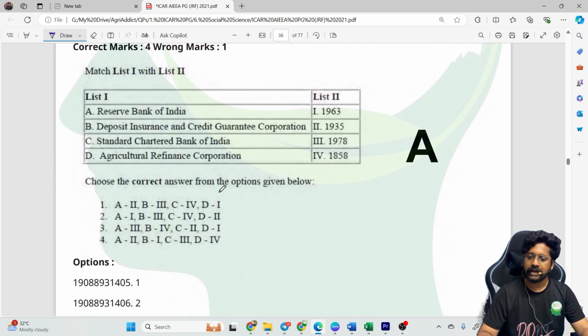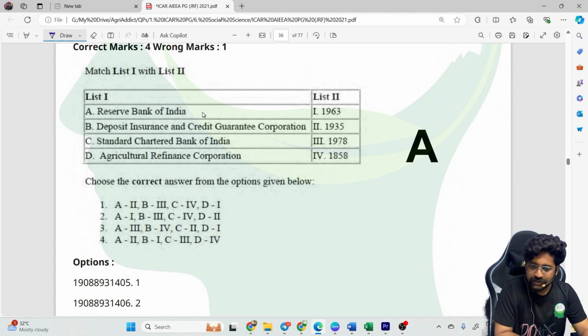Okay, another match the following question. The Reserve Bank of India was established in 1935. So A can be connected with 2. Yes, the Deposit Insurance and Credit Guarantee Scheme was launched in 1978. So B can be connected with 3. Okay, A2 and B3.